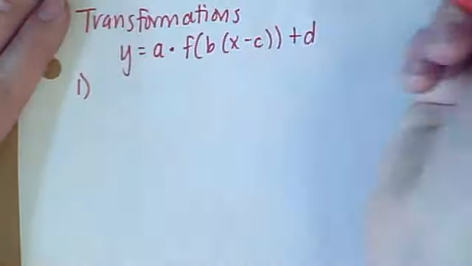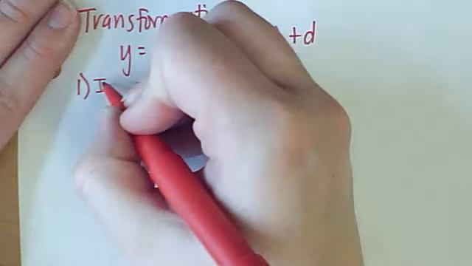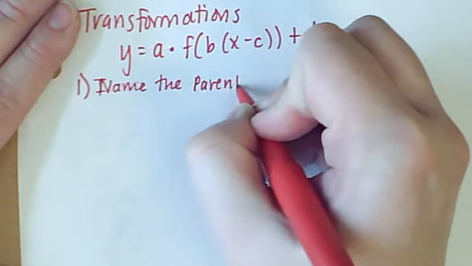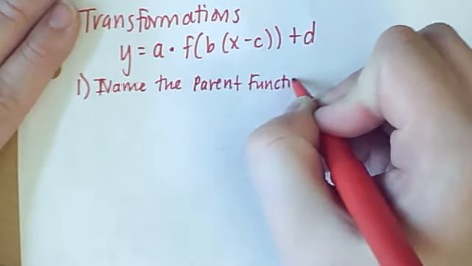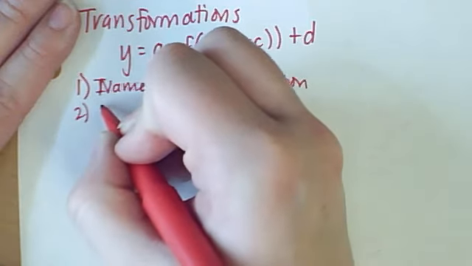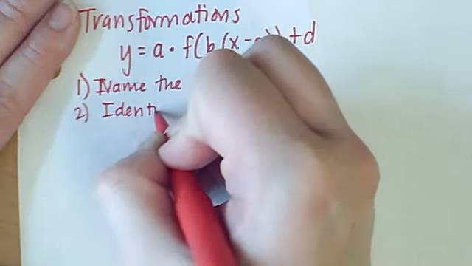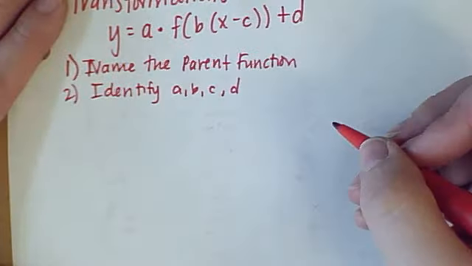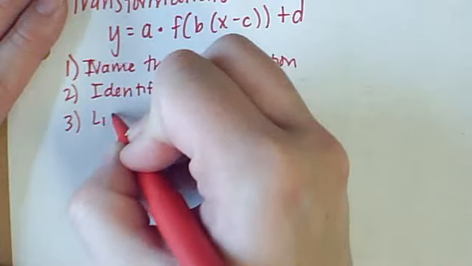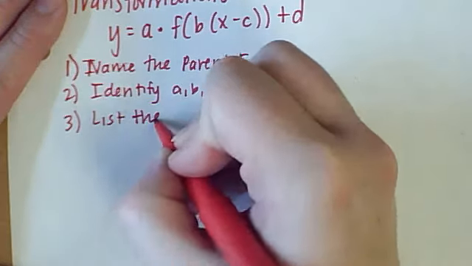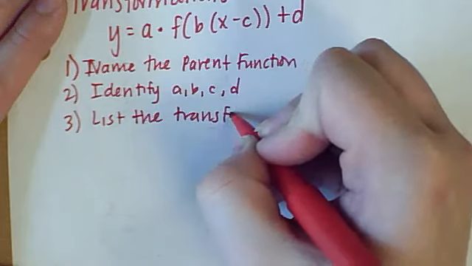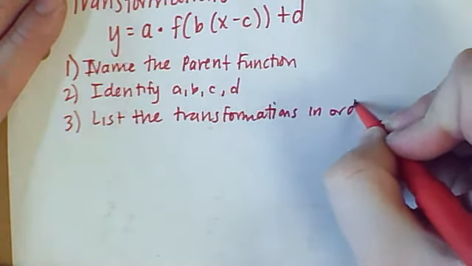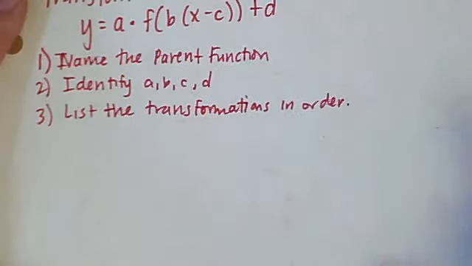Okay, these are the three things I want us to do. I want us to name the parent function. So what is it called? And I want us to identify what our A, B, C, and D values are. And then I want us to list the actual transformations in order. So those are the three things we're going to do.